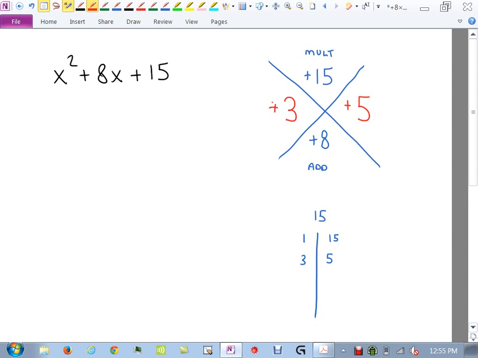Yes. Yeah, you stop, yes. Because now all I could do is write 5 and 3, which is the same as 3 times 5, right? And then I could go and say 15 and 1, but that's the same as 1 and 15.